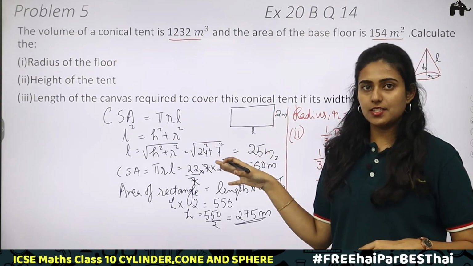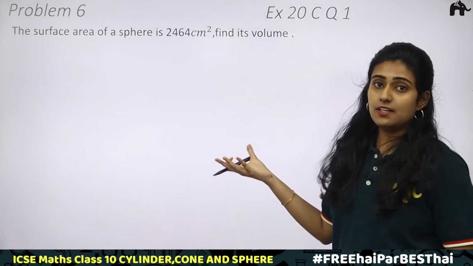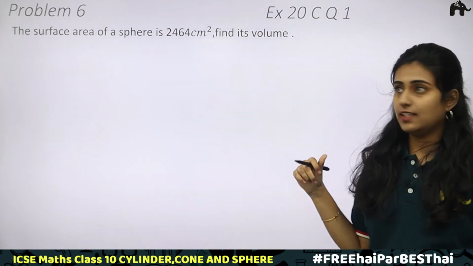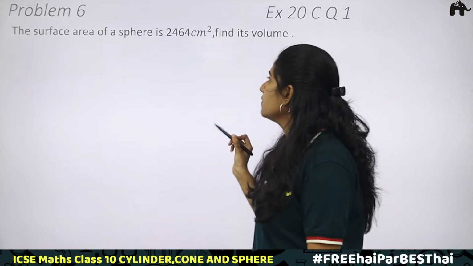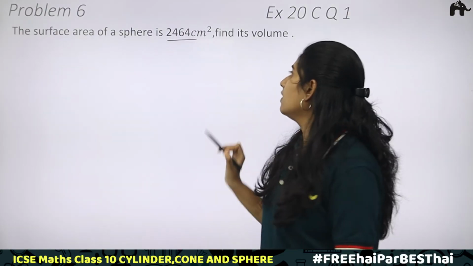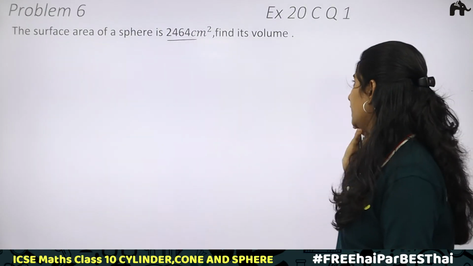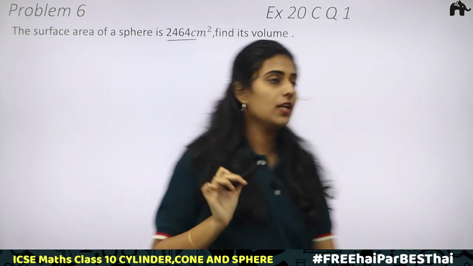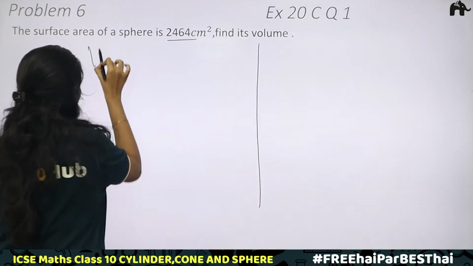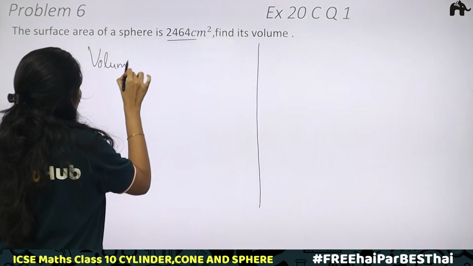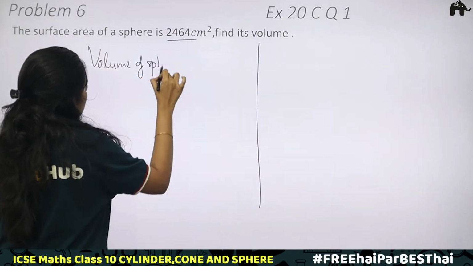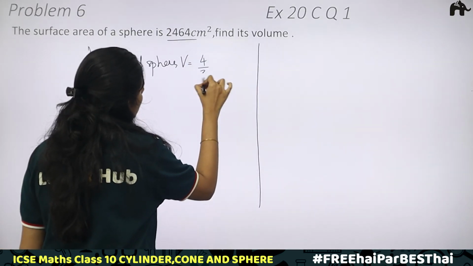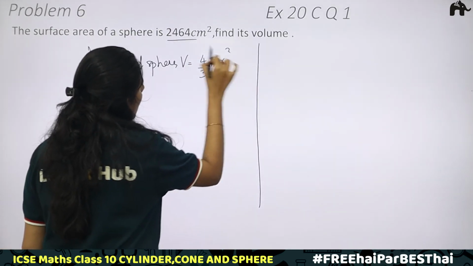Okay, understood? We'll solve problems related to sphere from exercise 20C. Here we have question 1 of exercise 20C. The surface area of a sphere is 2464 centimeters square. Find its volume. How to find volume of a sphere? What is the formula to find volume of sphere? Volume of sphere V is equal to 4 by 3 pi r cube.